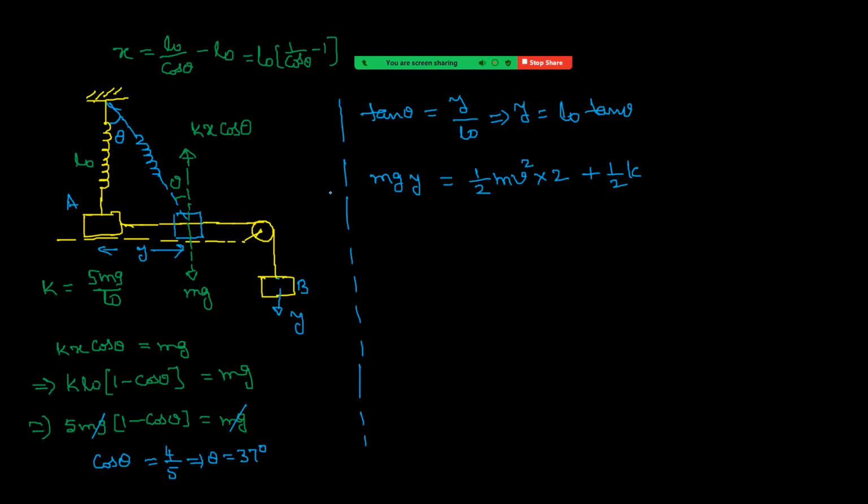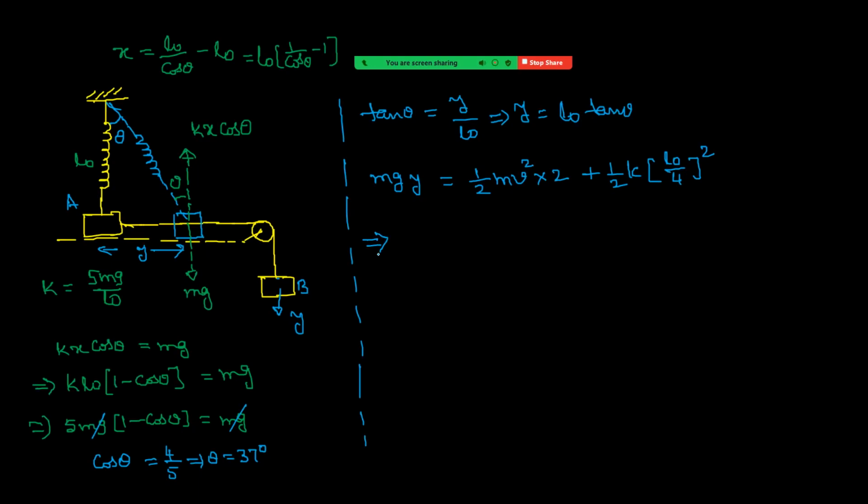And x value, how much? See, x value, how much? x equals, in the place of cos, 4 by 5, so 5 by 4 minus 1, that is 1 by 4. That means x value is L naught by 4 in half kx square. Okay. And remaining is just the calculation part.